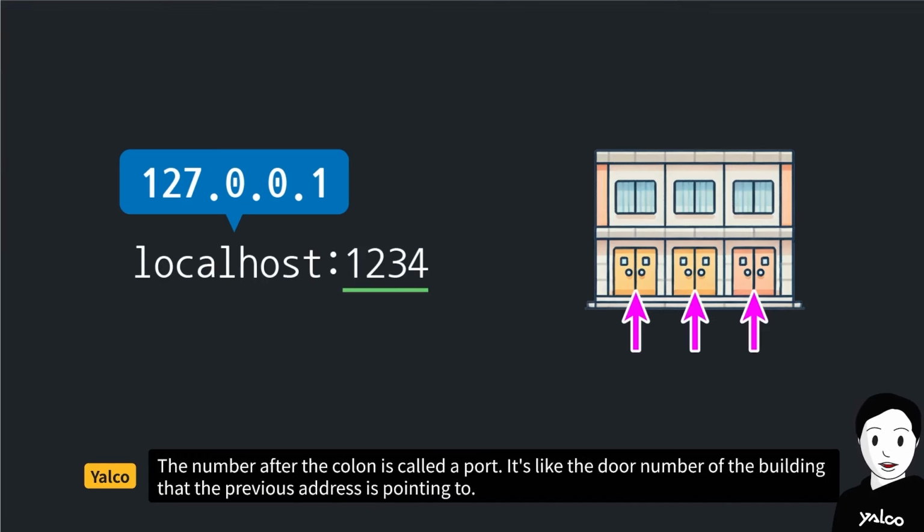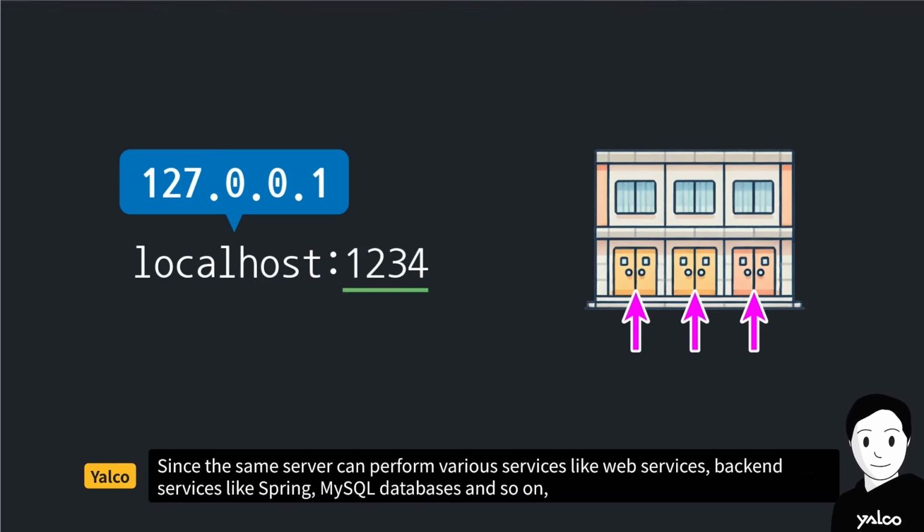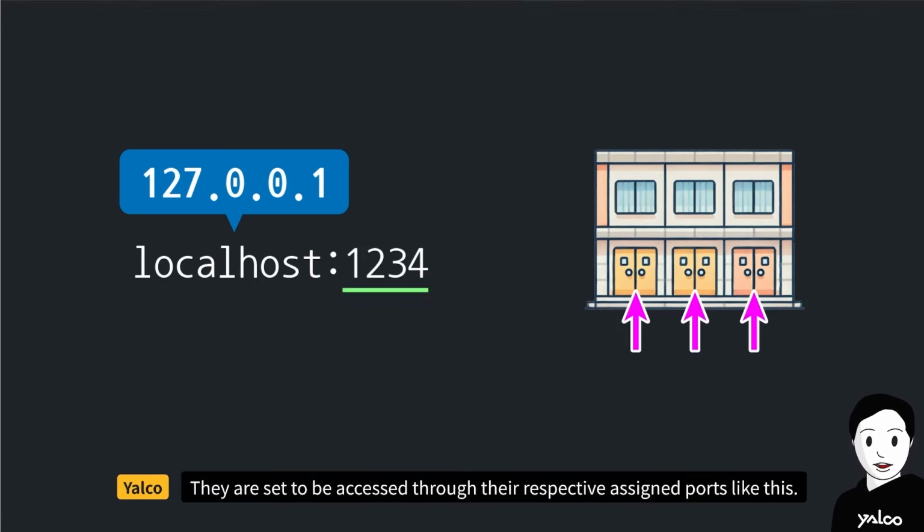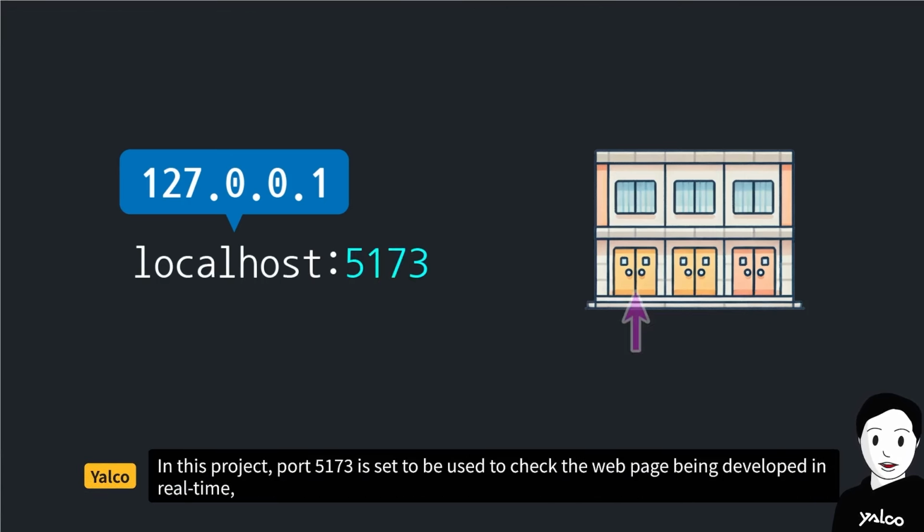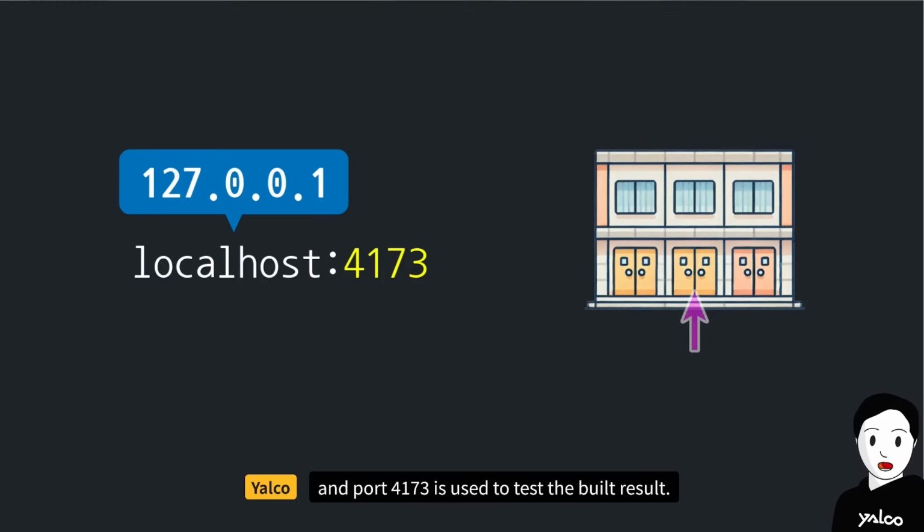The number after the colon is called a port. It's like the door number of the building that the previous address is pointing to. Since the same server can perform various services like web services, backend services like Spring, MySQL databases and so on, they are set to be accessed through their respective assigned ports like this. In this project, port 5173 is set to be used to check the web page being developed in real time, and port 4173 is used to test the build result.